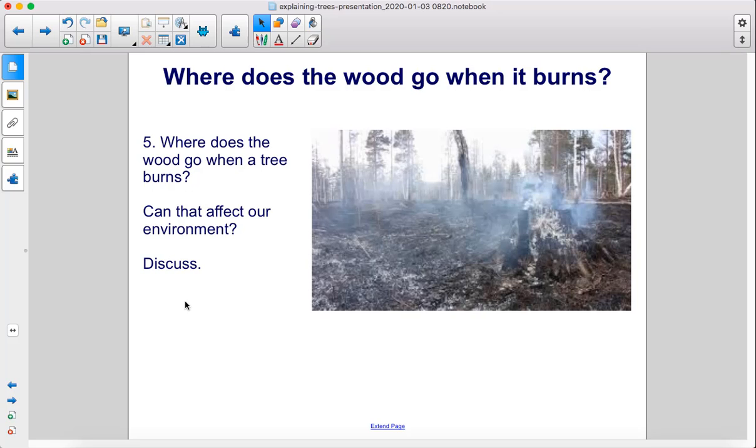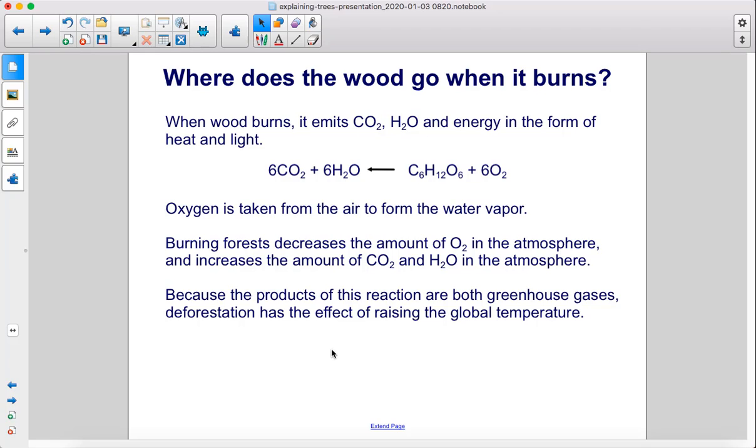Question 5. Where does the wood go when a tree burns? Can that affect our environment? Discuss. When wood burns, it emits CO2, H2O, and energy in the form of heat and light. Oxygen is taken from the air to form the water vapor. Burning forests decreases the amount of O2 in the atmosphere and increases the amount of CO2 and H2O in the atmosphere. Because the products of this reaction are both greenhouse gases, deforestation has the effect of raising the global temperature.